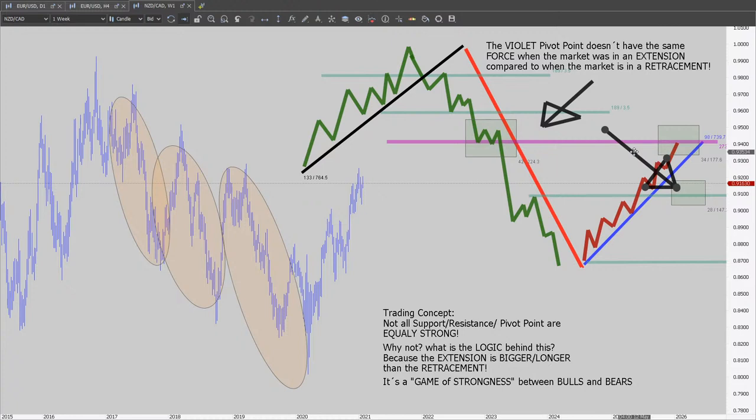Okay, sorry about that. Not strong, not as strong. Yes, knowing that it will be bounced in retracement, it's an edge. Okay, so let's learn something. Why is it not strong? Why is it not strong anymore?